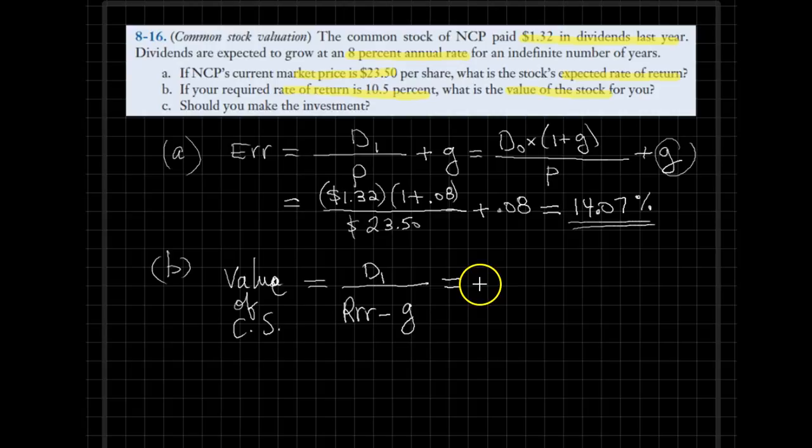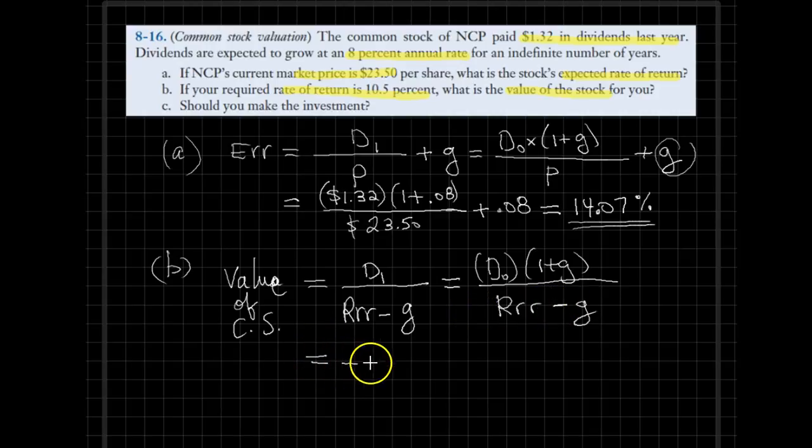Like we did in the previous part, we can represent D1, the dividend payment in the following year, in terms of the dividend payment in the previous year. All we need to do in that case is multiply it by the overall growth, and divide everything again by RRR, required rate of return, minus G. The rest is just pretty much plugging the numbers in and doing the operations properly.